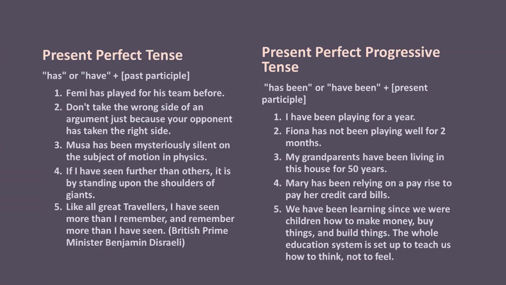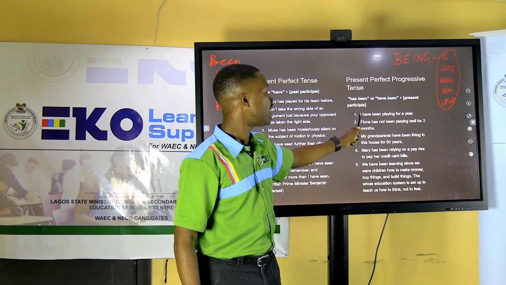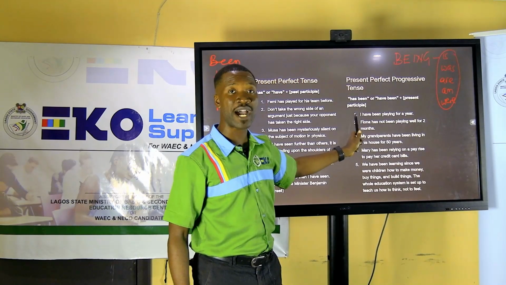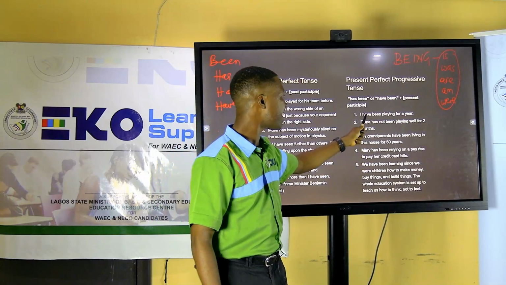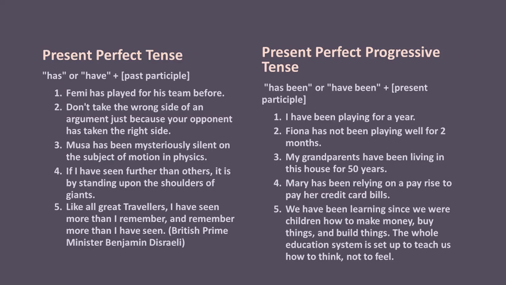You can see I. Whenever you use I, since it is a personal pronoun and it is always first person, it will always take have. Fiona has not been playing well for 2 months. My grandparents have been living in the house for 50 years. Mary has been relying on a pay rise to pay her credit card bills. And finally, we have been learning since we were children how to make money, buy things and build things.